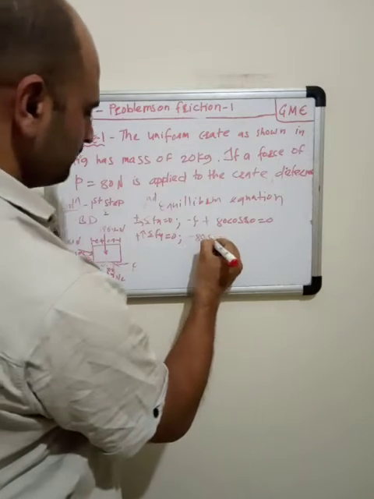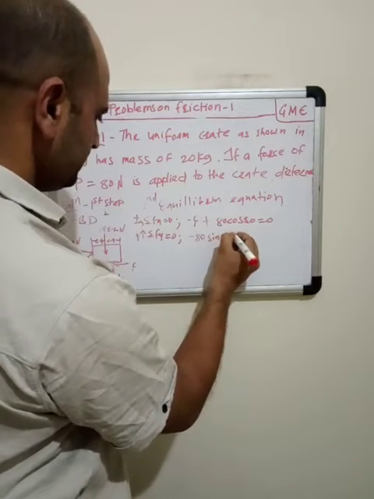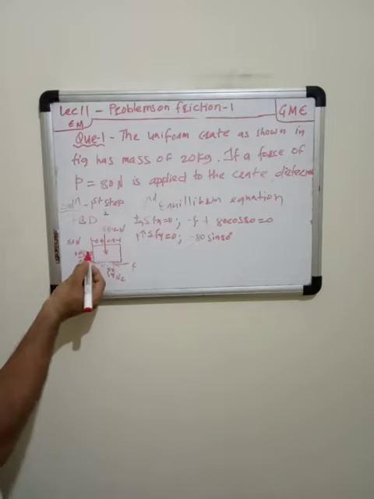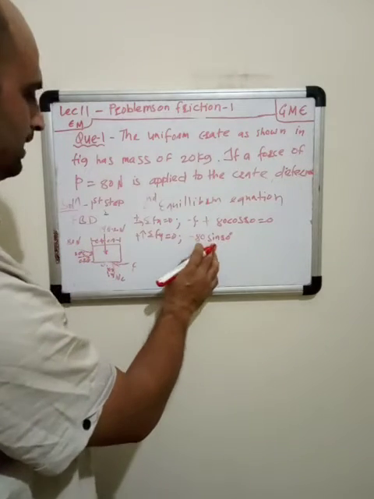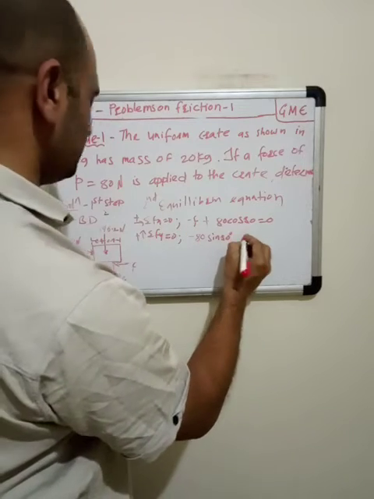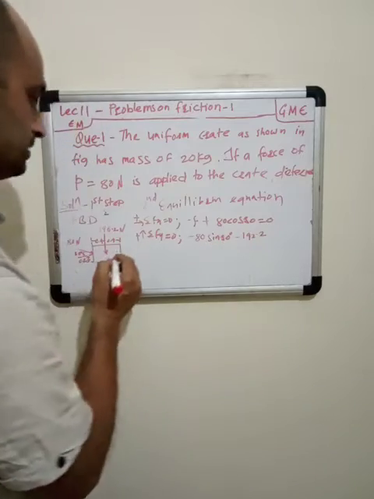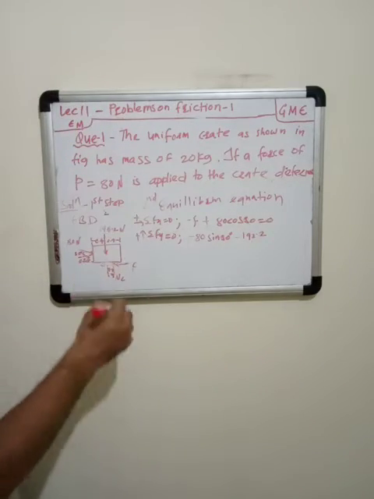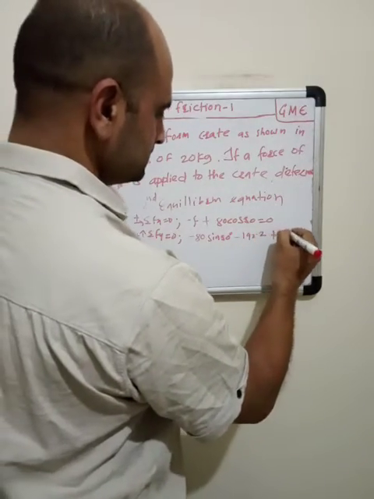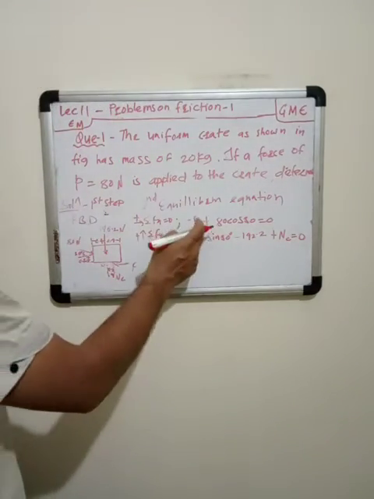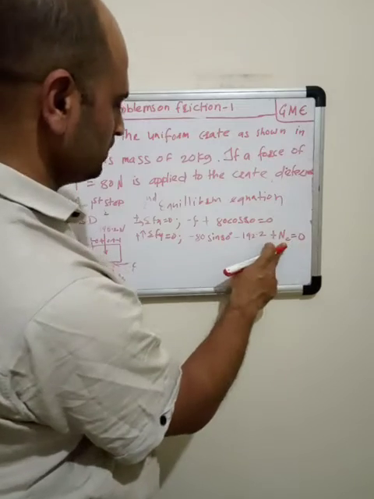80 sine of 30 degree. This is the component of the force we have applied, and the weight is always downwards, you know that, 196.2, and this NC is upward, so we take NC as positive, equal to 0. Okay, from this we can get this unknown.